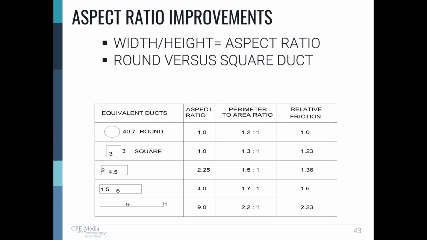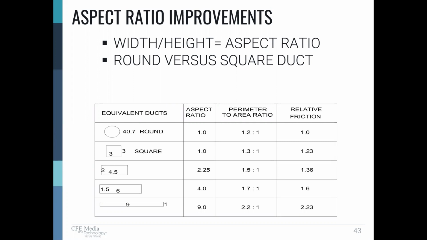If you go to an aspect ratio of 2.25, the duct is 2 feet high by 4.5 feet wide. The perimeter to area ratio is 1.5 to 1, and the relative friction is 1.36. So you get 36% more losses if your aspect ratio is 2.25.